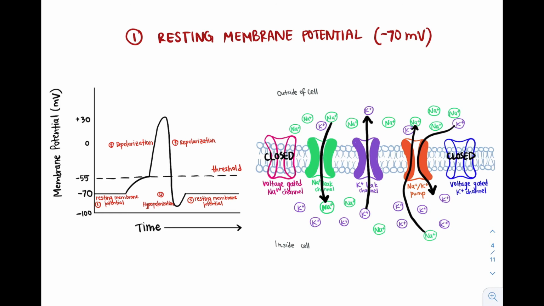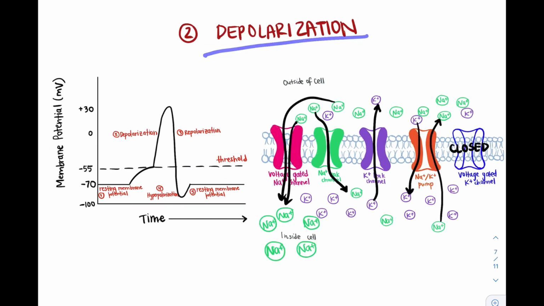Let's now look at what happens in the depolarization phase. This dotted line shows the threshold potential, and threshold potential is -55 millivolts for a neuron. So in order to send an action potential, we must reach this threshold potential. Let's say that we get a stimulus that causes our resting membrane potential to change from -70 to -55. We have reached threshold, and we are now going to depolarize the cell.